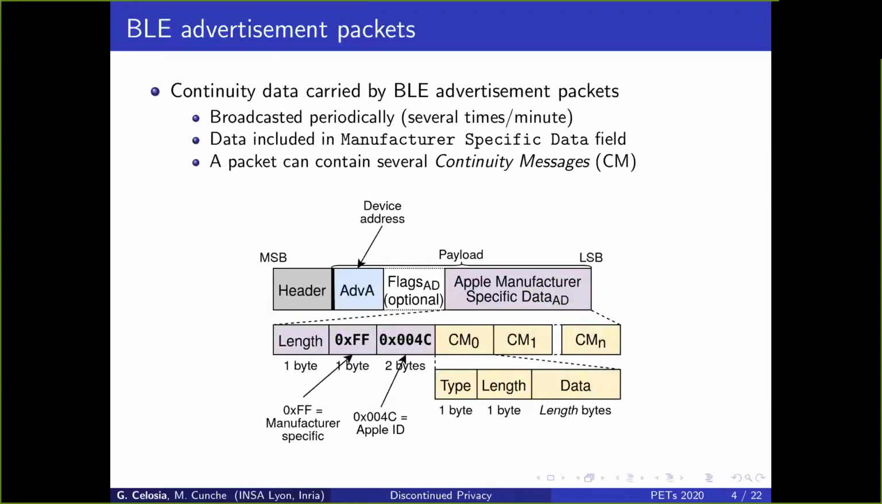To carry data, the Apple Continuity Services use the BLE advertisement packet that is represented here. Such packets are broadcast periodically, so several times per minute. And the data are included in the manufacturer-specific data field that can contain several continuity messages that are all formatted as a type, length, and data.